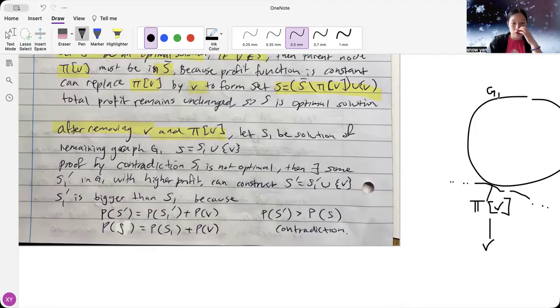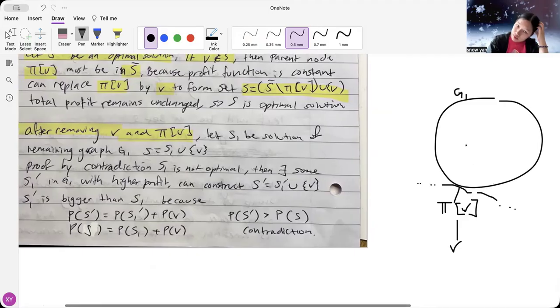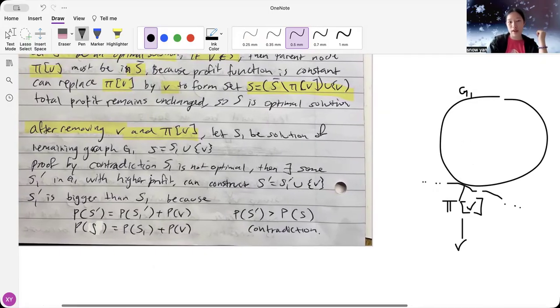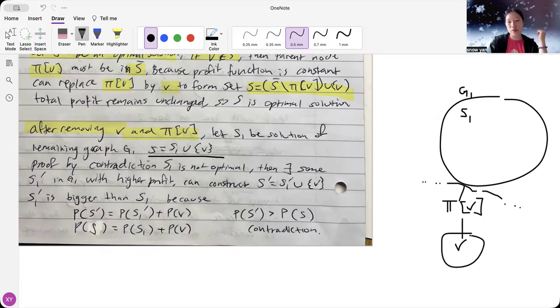And then for this graph G1, we're going to say that S, which is our optimal solution, should be the optimal solution S1 inside this graph combined with this, right? So basically, whatever best solution remains in this graph, not including the parent and then including this leaf, should be the optimal solution. So how I'm going to prove this is basically by contradiction.